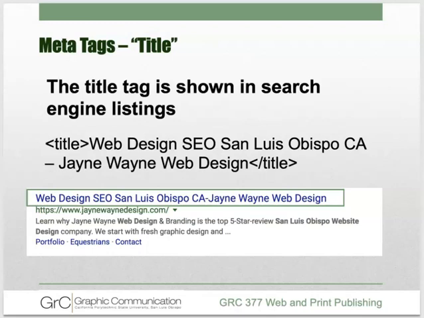In this example, web design SEO would be considered the primary keyword. San Luis Obispo would be considered the secondary keyword. And then finally, the brand name. So basically, within the search results, this is the clickable headline for a given result. There should be a unique title for every page within a website that describes the page. This helps search engines understand that each page is unique and valuable, and it won't think that you've duplicate content.